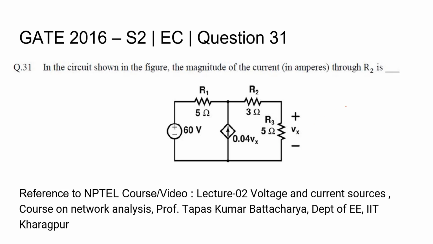So the magnitude of the current through R2 is 5 ampere.